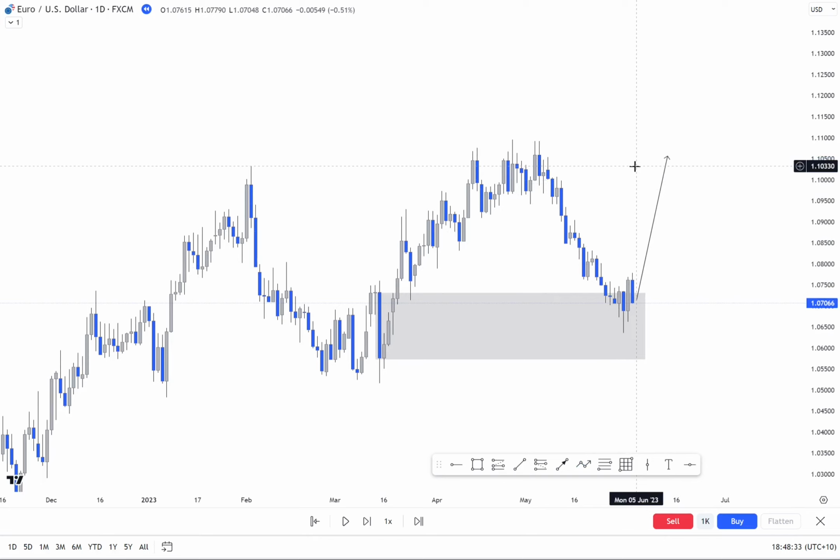However, to those who have watched my videos before, they know that I am a lower time frame trader. I'm not a higher time frame trader. However, I do take the higher time frame bias into account. So here we can see that price is coming to our demand zone.